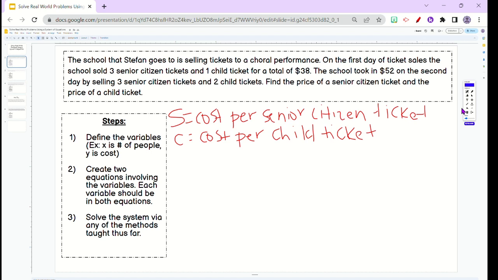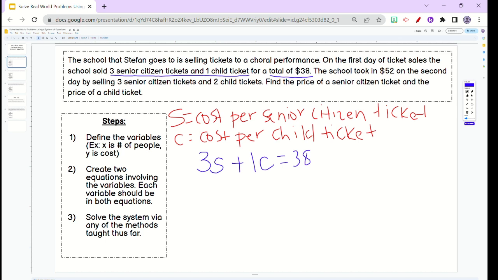All right, so the first equation, we're going to use it to describe the first day. So on the first day of ticket sales, the school sold 3 senior citizen tickets. So I'm going to write 3S because S is the cost per senior citizen ticket. If 3 of them were sold, then we can show that using the expression 3S. And 1 child ticket. So we are saying plus 1C. All right, so I just modeled this expression right here. 3 senior citizen tickets and 1 child ticket for a total of $38. So we're making that equal to 38.